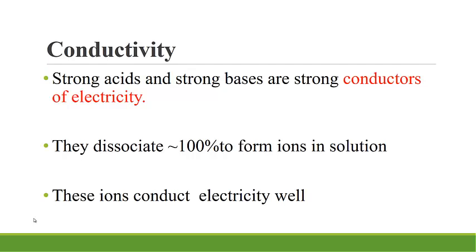All right, we talked a little bit earlier about conductivity. What we said is that strong acids and strong bases are strong conductors of electricity. They dissociate almost 100%, which means that they can produce lots of ions, so they can conduct electricity very well.